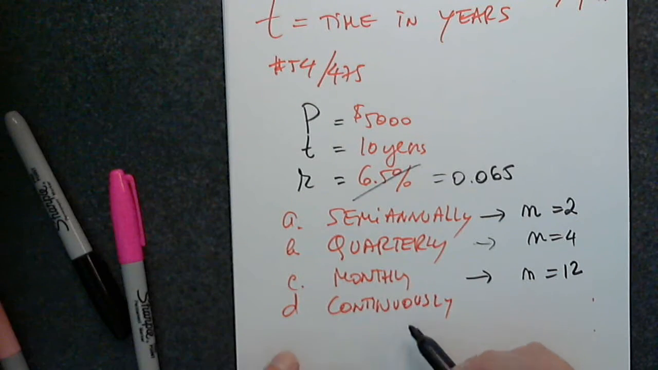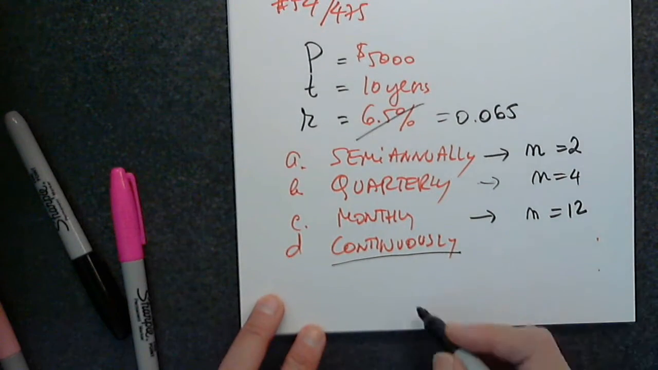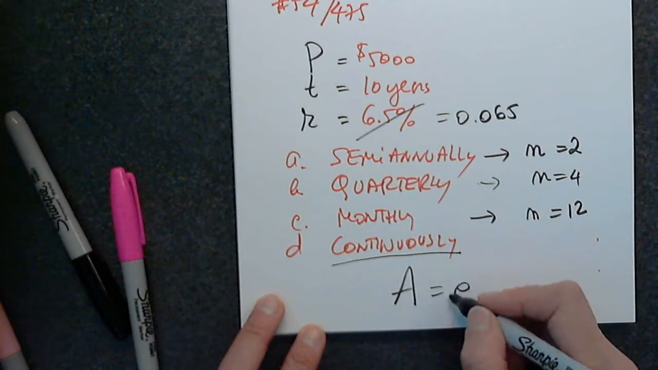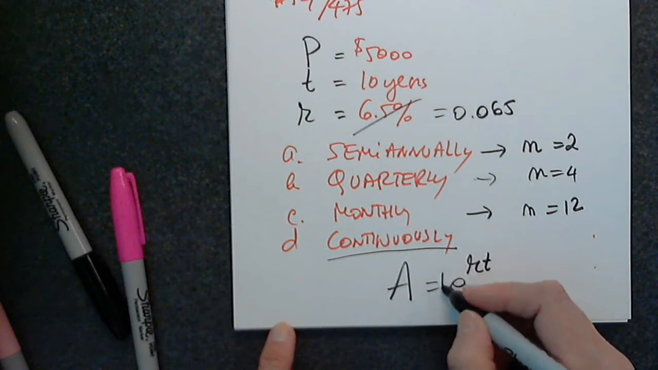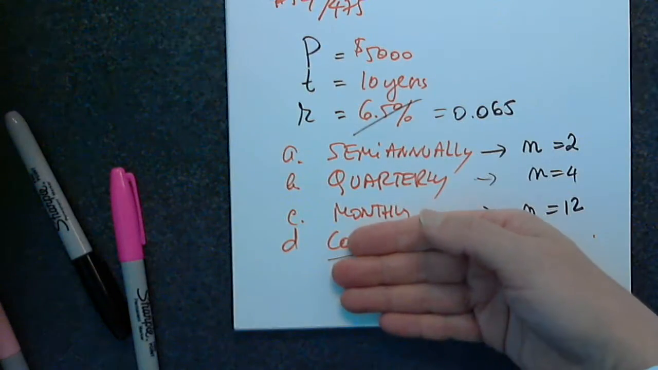And this one, we don't know the formula. Here it is for continuously. There is no n in the continuously. The formula will be given to you. P e raised to rt. Of course, P in front. P e raised to rt. And we'll get to that in a minute.